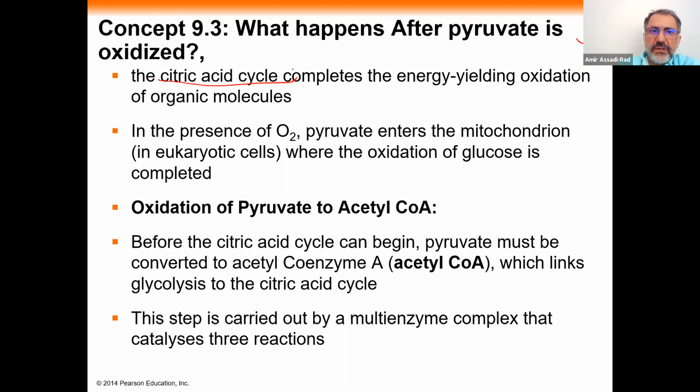What happens is the conversion of pyruvate to become oxidized completely. Yes, it needs oxygen, okay, where is it? Right here, it needs oxygen. So oxidation of the pyruvate to acetyl-CoA happens before the citric acid cycle begins. Pyruvate must become acetyl-CoA, which links glycolysis to the Krebs cycle. The steps are carried out by a multi-enzyme complex.